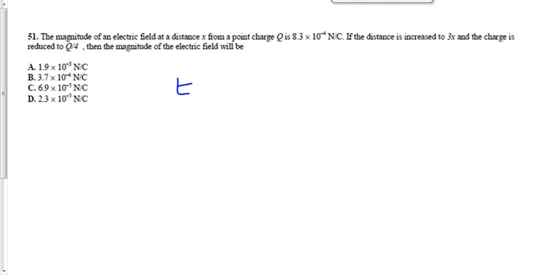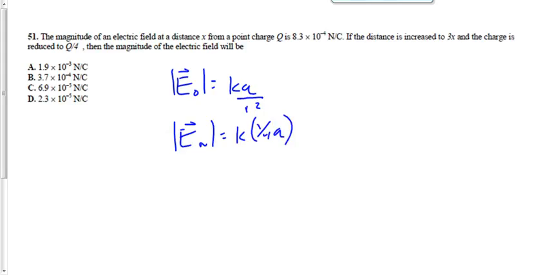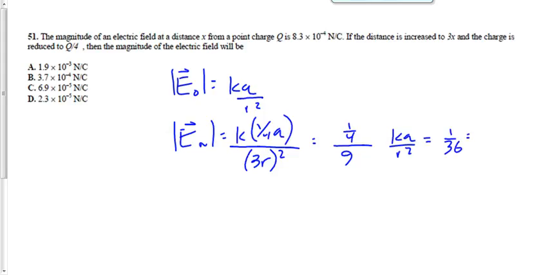My original electric field is going to be KQ over R squared. My new electric field is going to be what? Well, K doesn't change. Q does. Q is 1/4 of what it was. R changes to 3 times the value. If it was x, now it's going to be 3x, or 3r we'll call it. It becomes 1/4 over 9, right? Remember to square the 3 because it's inside the brackets there. KQ over R squared. 1/4 divided by 9 is 1/36 of KQ over R squared.